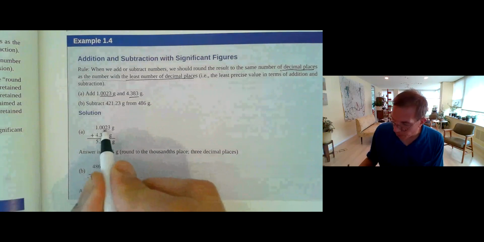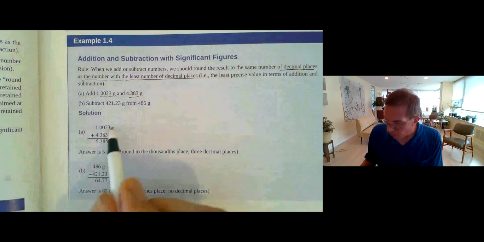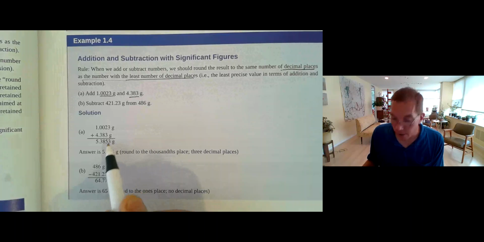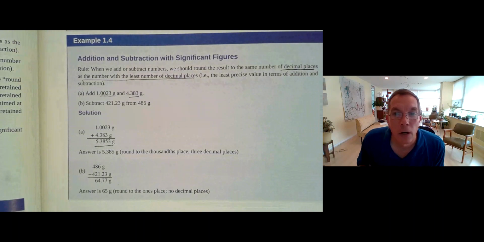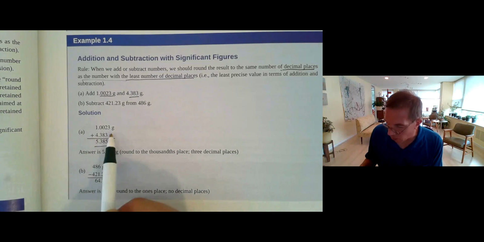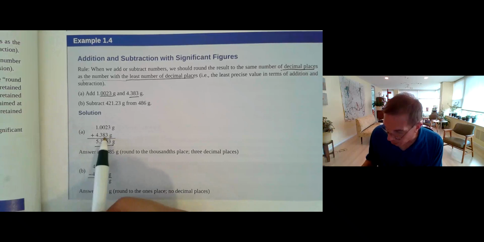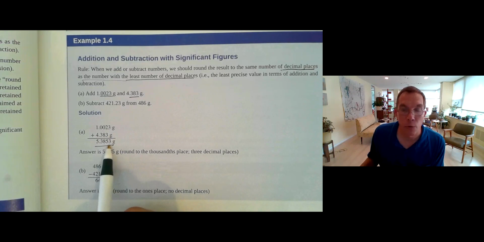So when we do that, we have 1.0023 plus 4.383. When we add these two, if we were to take a calculator out, this is what the calculator would show us. But now we have to say we're going to round to the least number of decimal places that we saw. We saw that 3 decimal places is the least number of decimal places that we have. We're going to round this to 3.